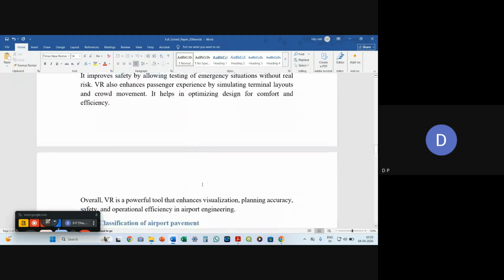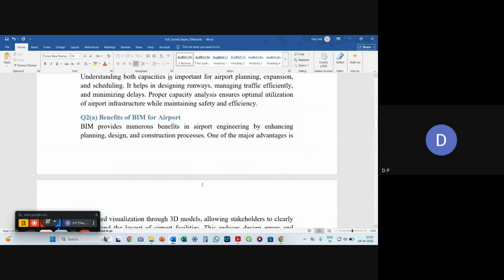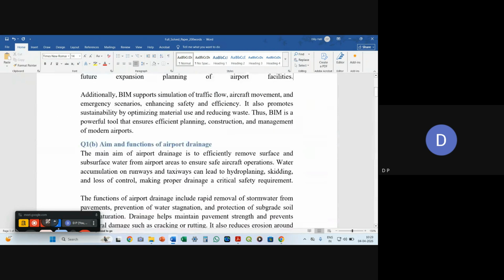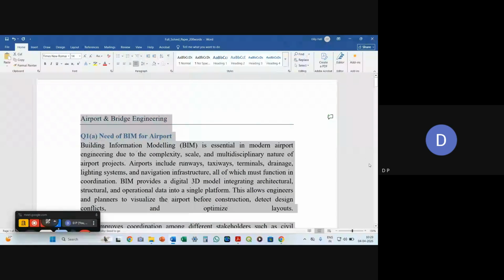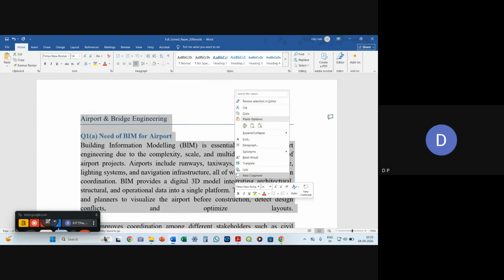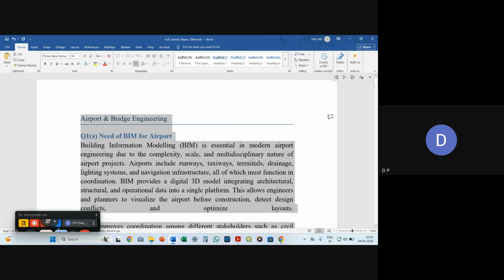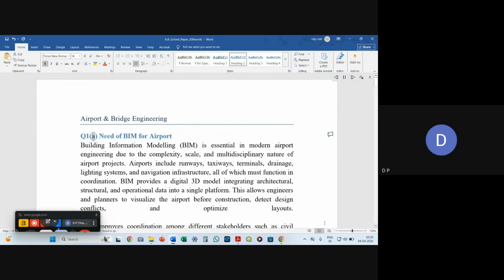Then we can see some of the solutions to these questions. Airport and bridge engineering. Q1. A. Need of BIM for airport.